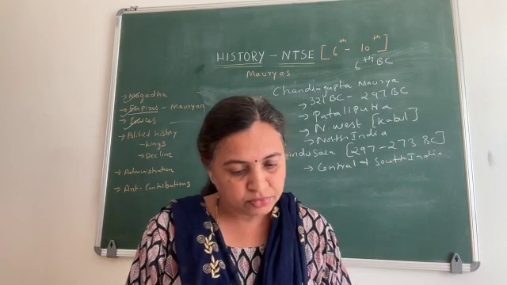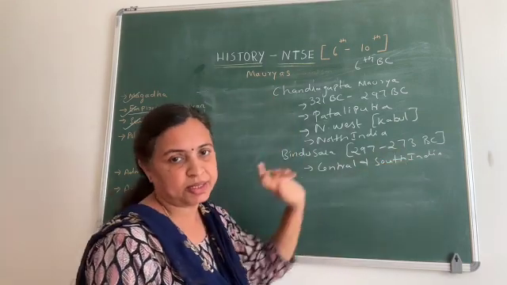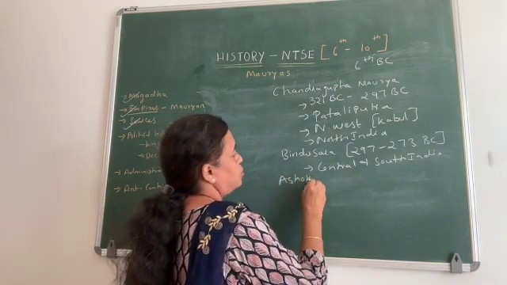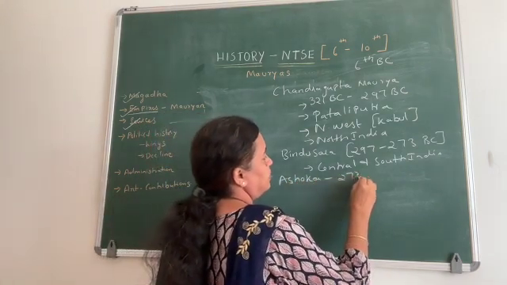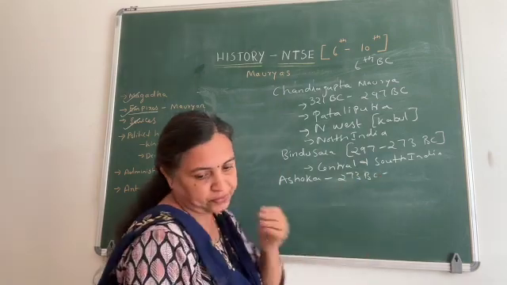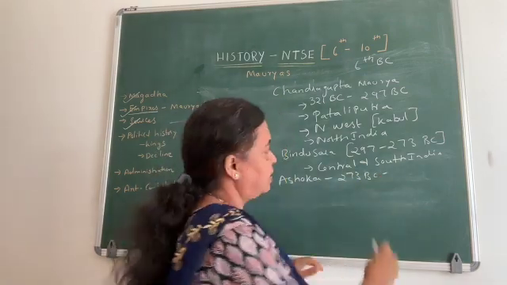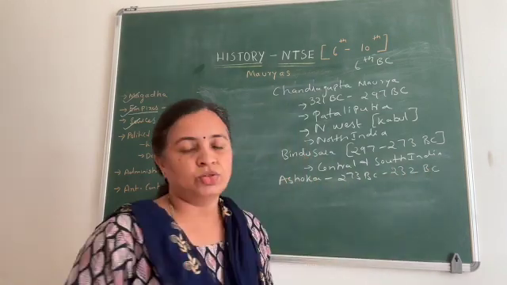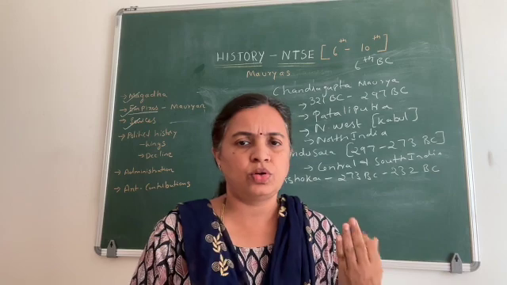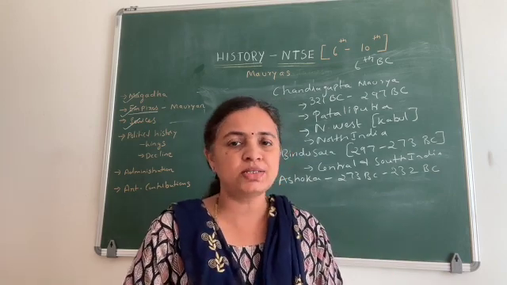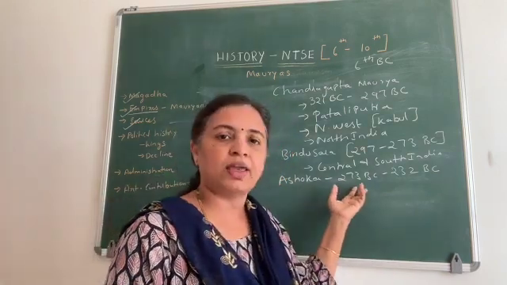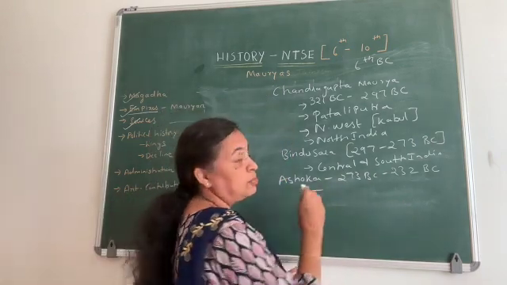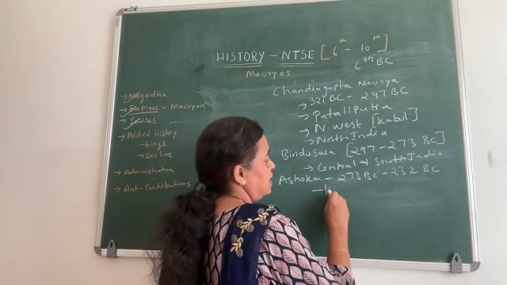After that, he died in 273 BC. After that, Ashoka came. So Ashoka ruled from 273 BC to 232 BC. So he was also, as a prince himself, he had waged wars. As a king, when he became a king, he waged a war. One of the most important wars is the Kalinga War.